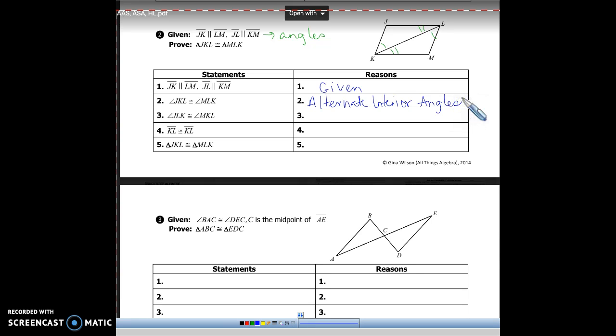Okay. Then we have angle JLK and angle MKL are congruent. We have those marked. Again, those were congruent because of parallel lines cut by a transversal. They were also alternate interior angles.